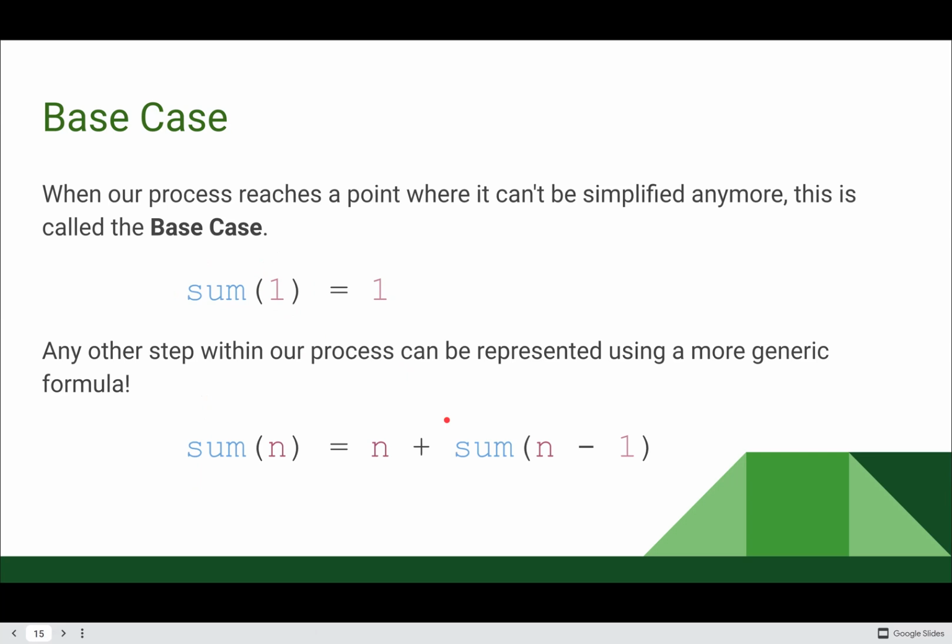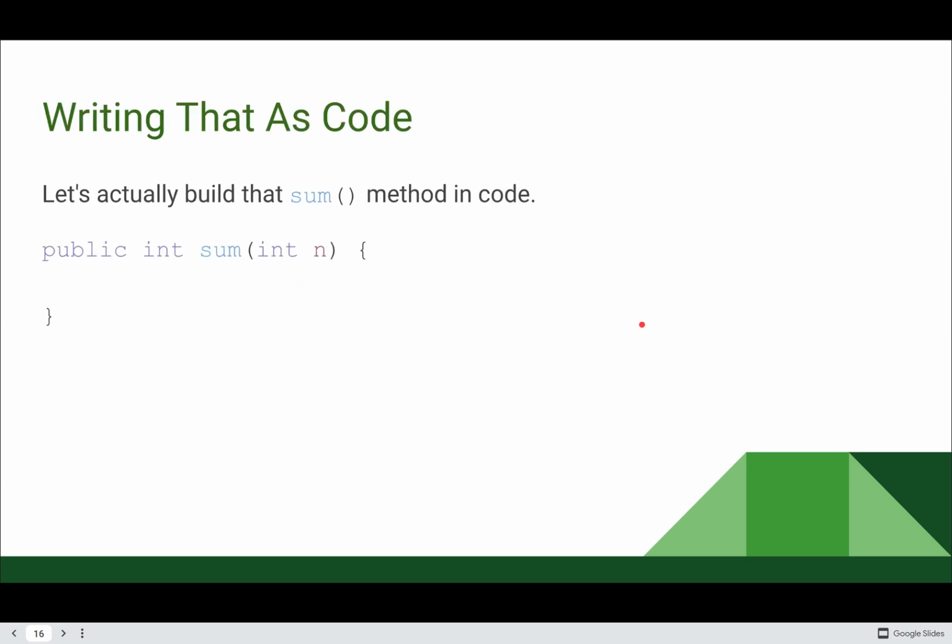So for any other step in this process, we can use this more generic formula where for any number that isn't 1, the sum up until that number is equal to that number plus the sum up until the previous number. So the sum of 10 was 10 plus the sum of 9, the sum of 9 was 9 plus the sum of 8, etc. So let's actually build that method in code and see what that looks like.